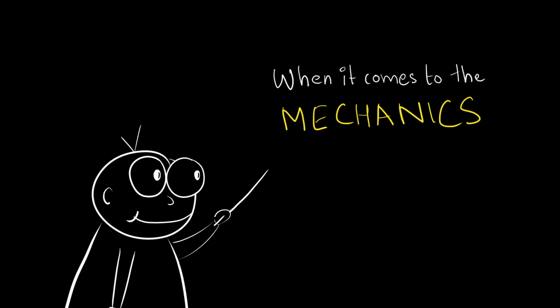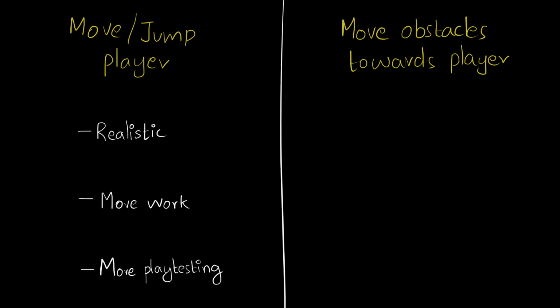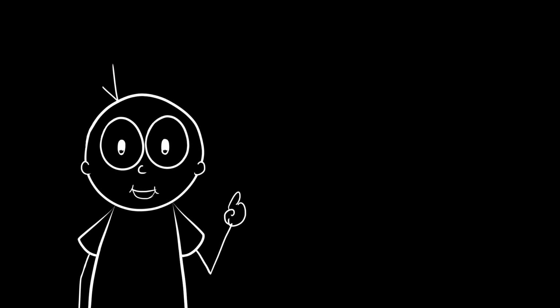Nice. Now when it comes to the mechanics, we are at a crossroad right now. We can either move and jump the player, or we can choose not to and make the obstacles come to us. The first one is realistic, so it means we have to work more on the camera settings, making sure the physics is accurate and whatnot. The second path is basically creating the illusion that we are moving, which is time saving, and let's be honest, no one's gonna know. It will be our secret.